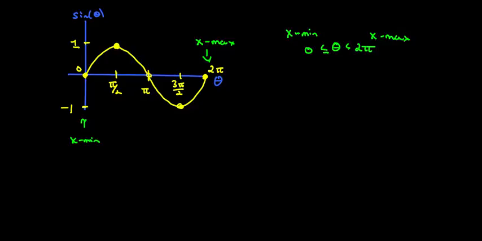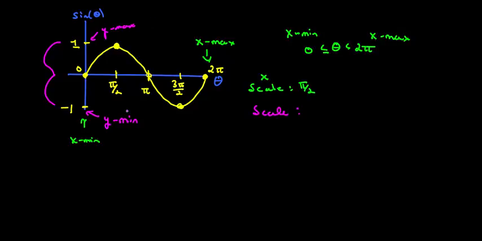Now our y min and y max, those are on the y-axis. So this guy right here is our y max. This guy right here is our y min. And now our scale, well, our scale on the x-axis, I'll do it in green, is I saw a dash every pi over 2. So this is on the x. And our scale on the y, I'm seeing a dash here every 1 unit.